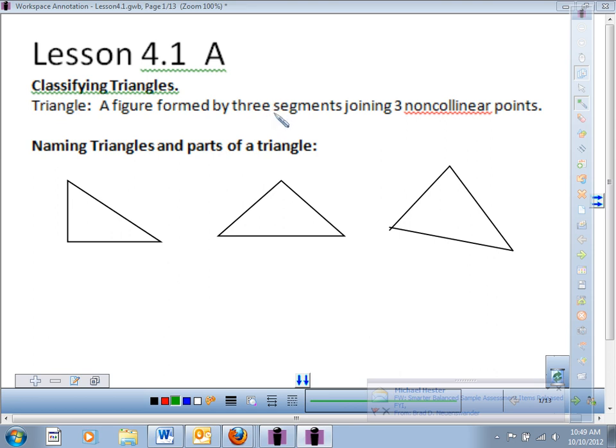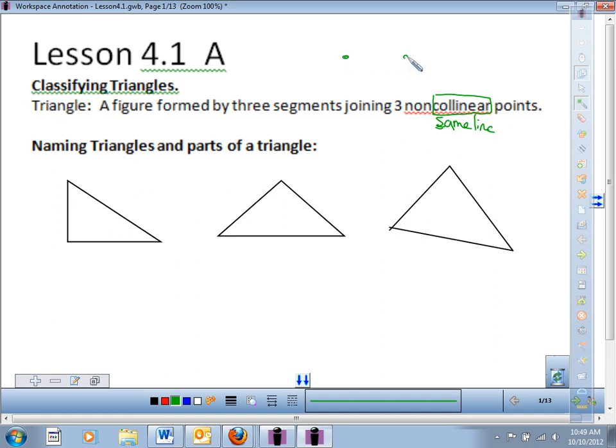A triangle is formed by three segments joining three non-collinear points. What we have to remember is collinear. Collinear points are points that are on the same line. So when we are looking for non-collinear, we are looking for three points that are not on the same line.